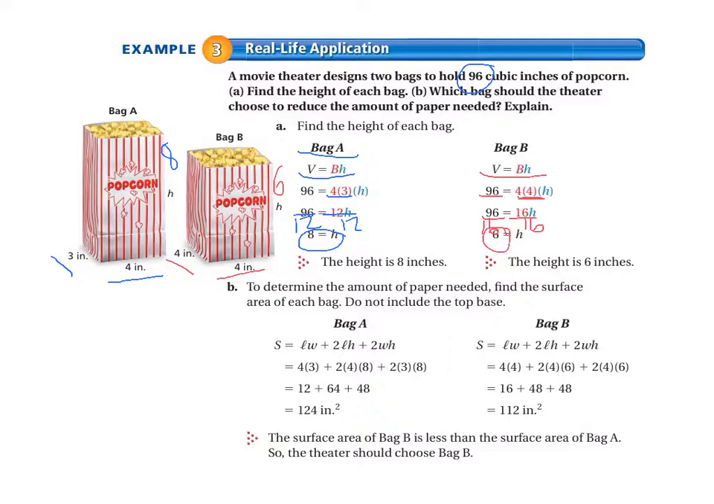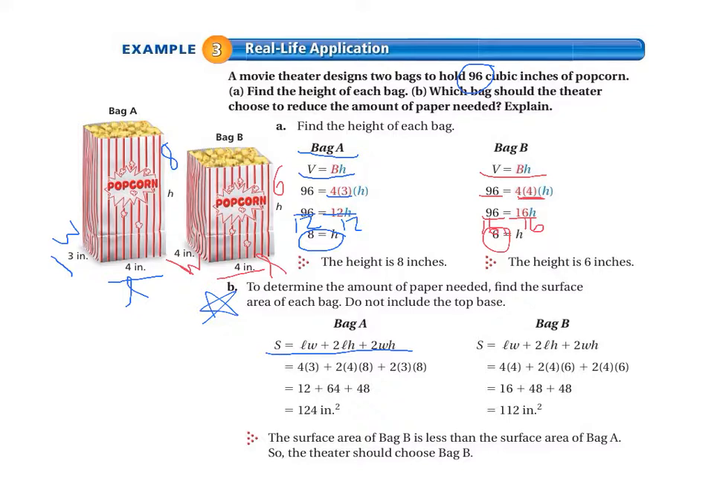Moving down to letter B, here, to determine the amount of paper needed, find the surface area of each bag. Do not include the top base. So we're going to use our surface area formula here. And let's go ahead and label these out so that we can just plug them in. So we have length, width, and our height is labeled. And then length. Alright, so let's plug in our numbers.